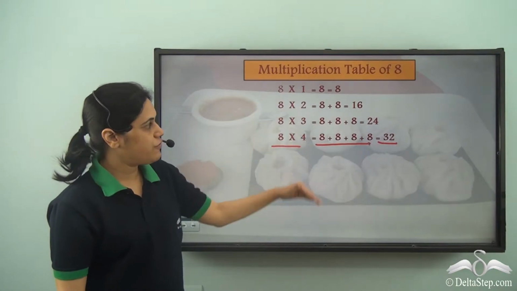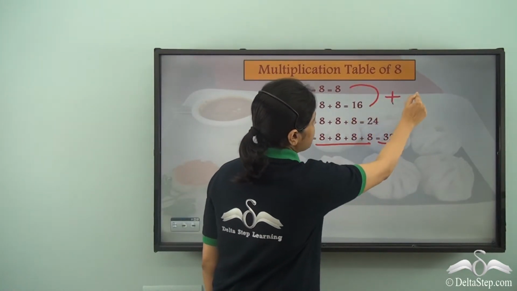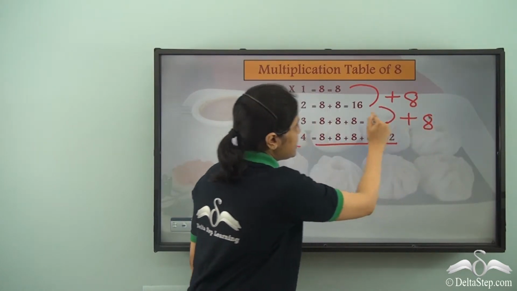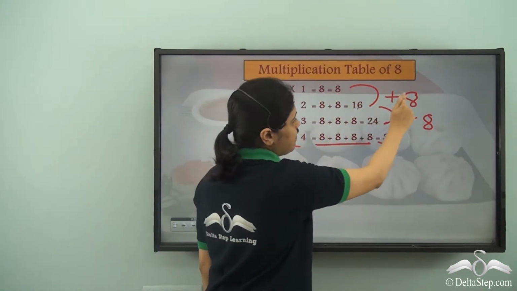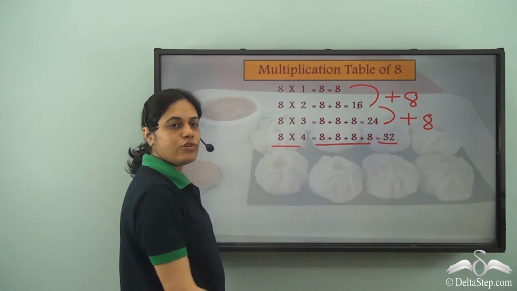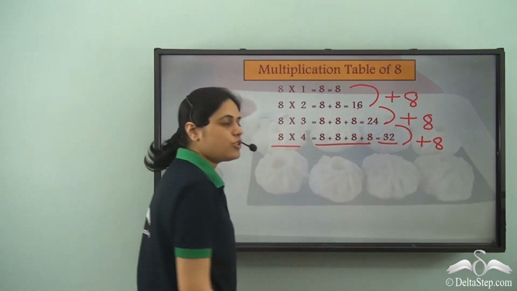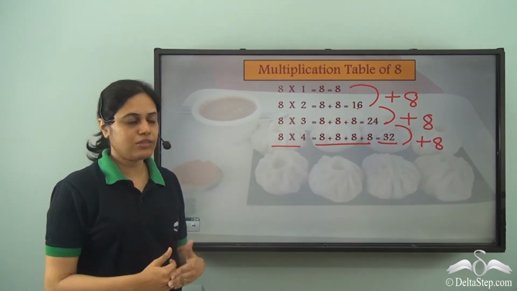Now once again, if you observe, in every step my answer is increasing by 8. 16 is 8 plus 8. 16 plus 8 is 24. 24 plus 8 is 32. So in every step my answer is increasing by 8.